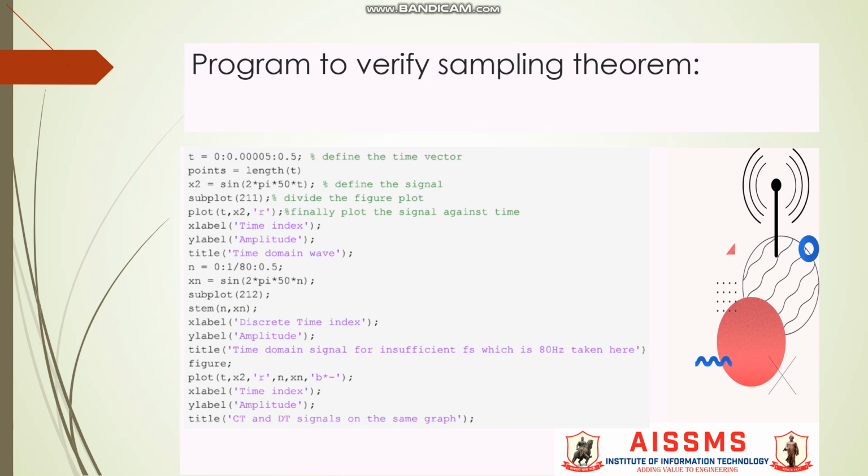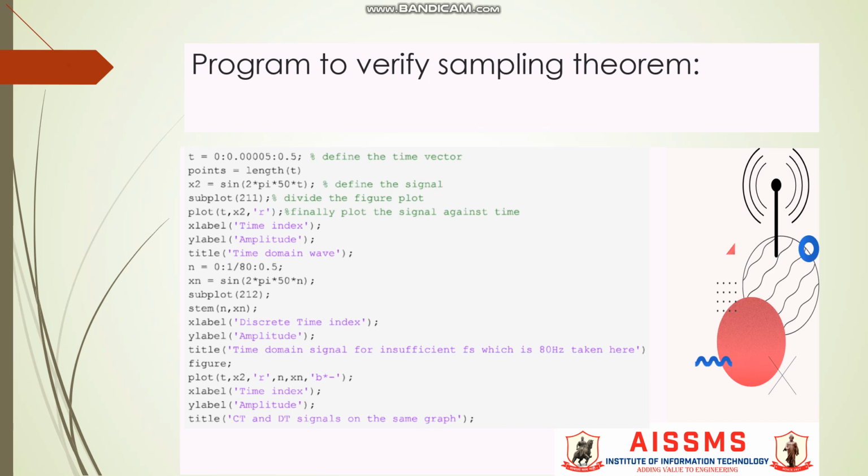So we take 2 rows, 1 column, and our original signal is plotted at the first position with the command subplot 2, 1, 1. And this signal is plotted against time in red color. The x label of the signal is time index, y label is amplitude, and the title of the signal is time domain wave.